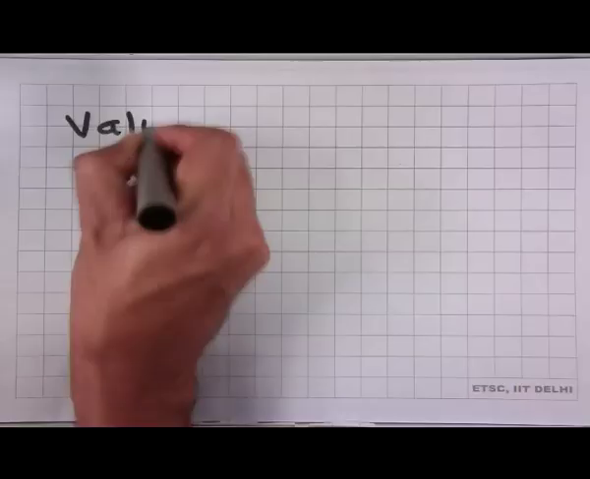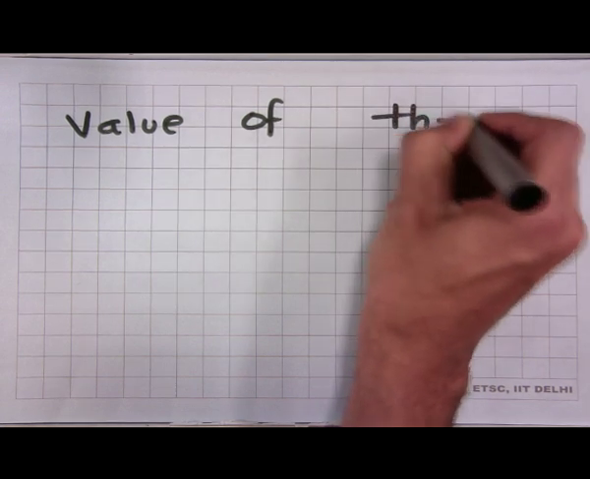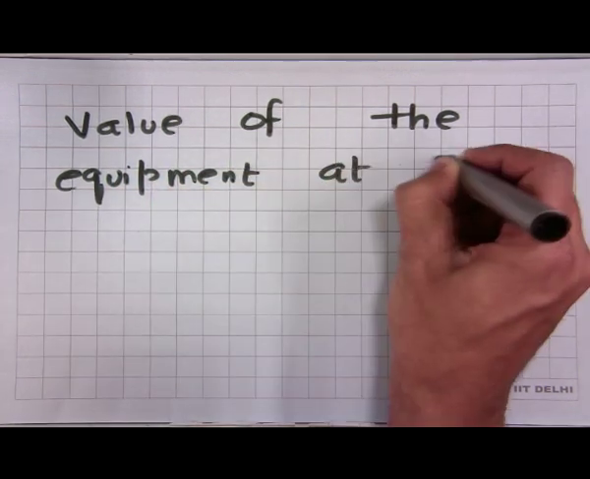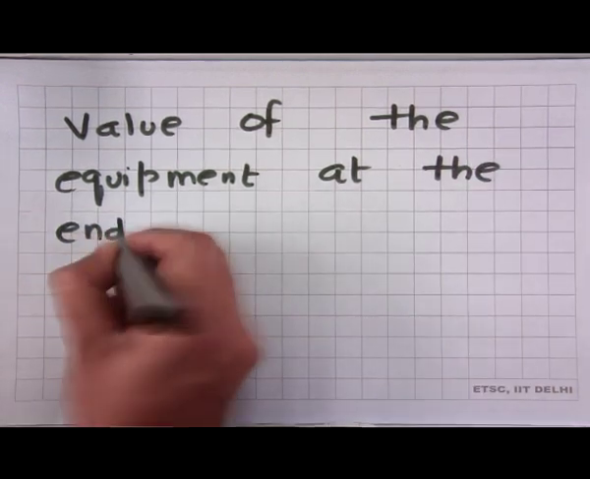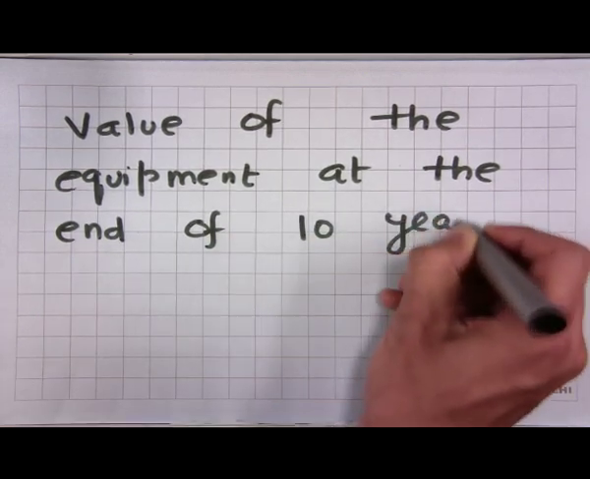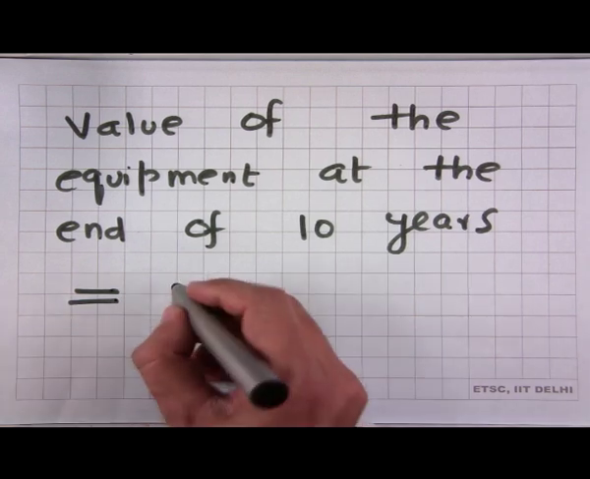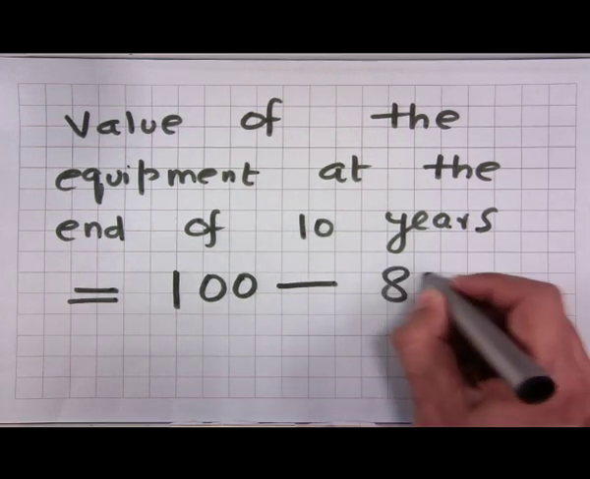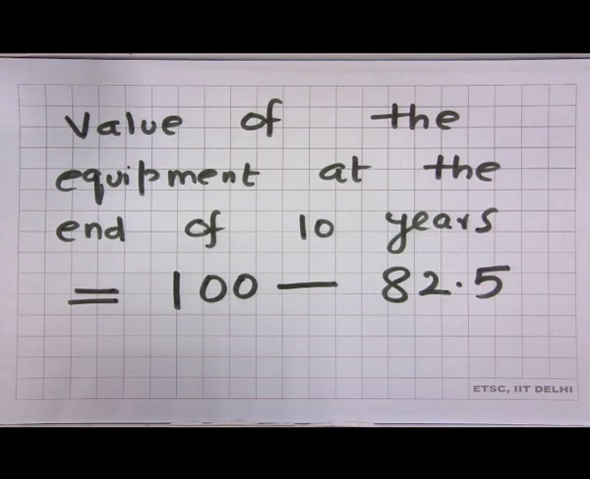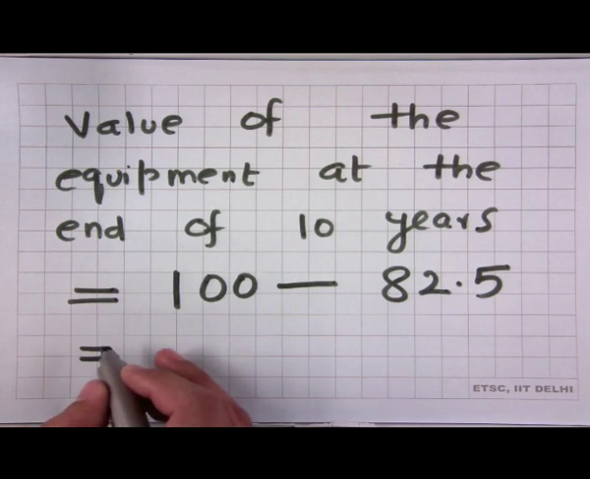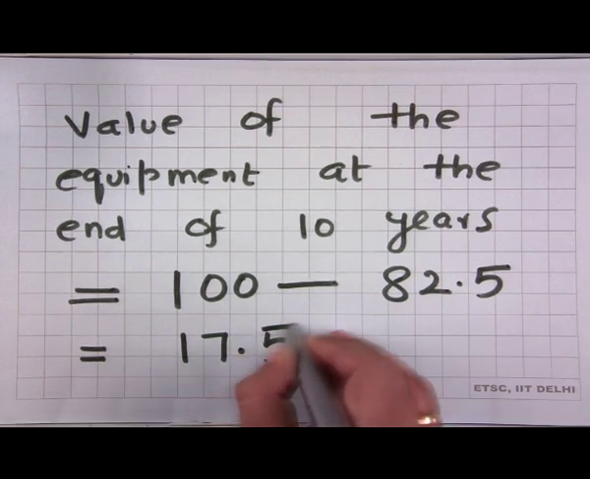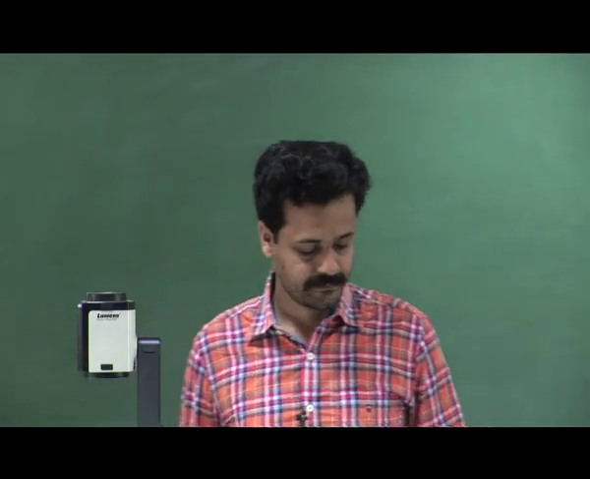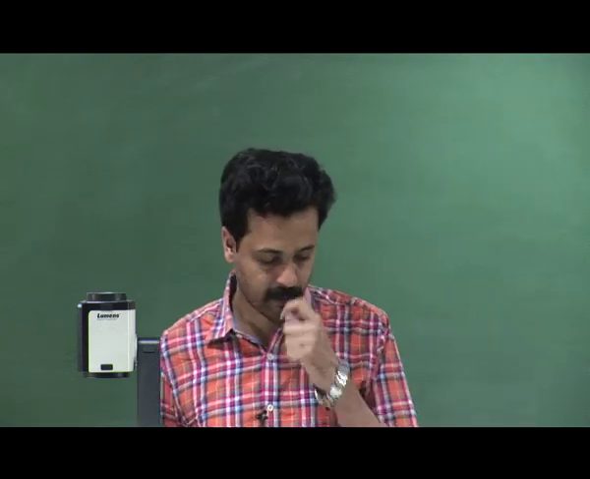As a consequence, value of the equipment at the end of 10 years would be the cost 100 minus total depreciated 82.5. Thus, the value of the equipment after 10 years would be 17.5. This is the case if the cost is 100 rupees. Now, let us scale it with the actual cost.